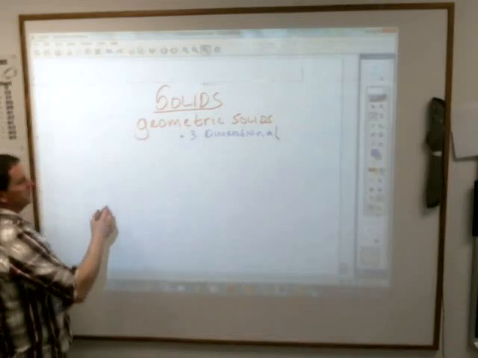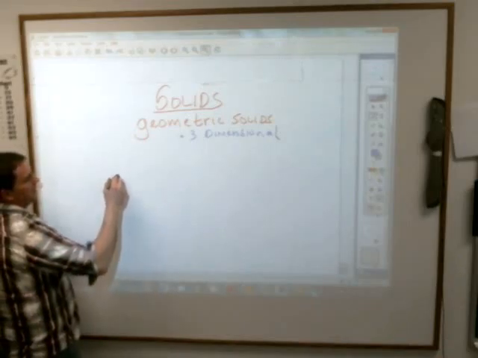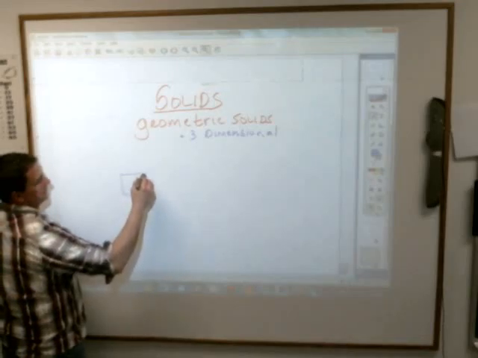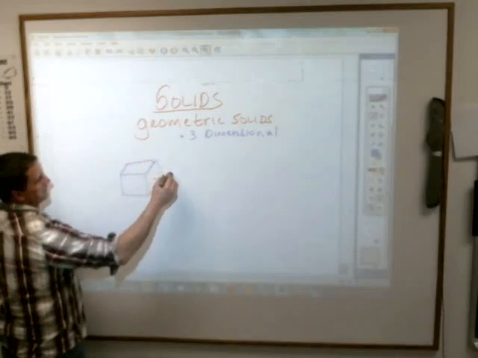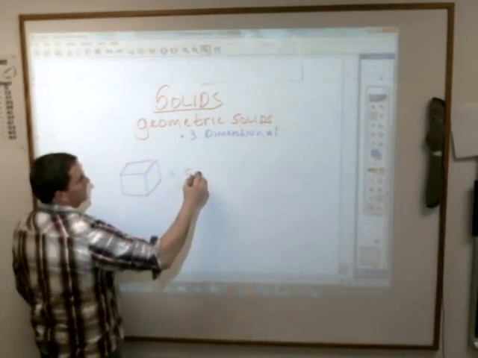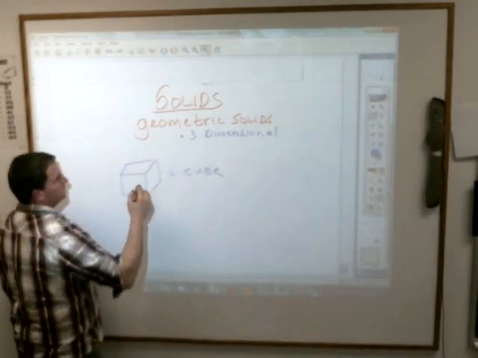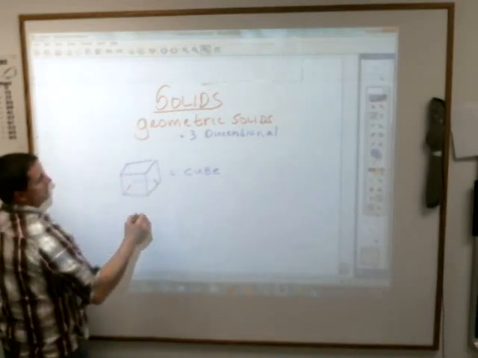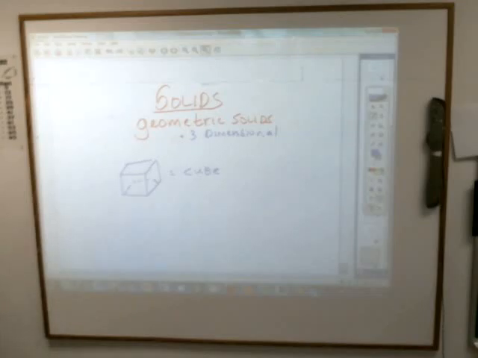For example, the first one the book gives is a cube. The definition of a cube is that all sides are squares, the same square. Okay, so this is a cube. Probably should draw some dashed lines here. That is a cube.